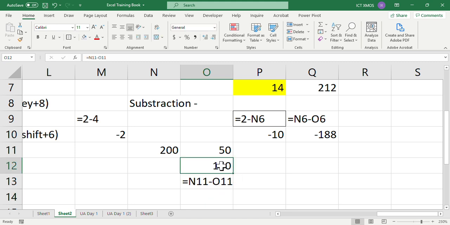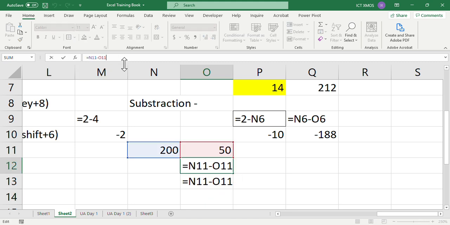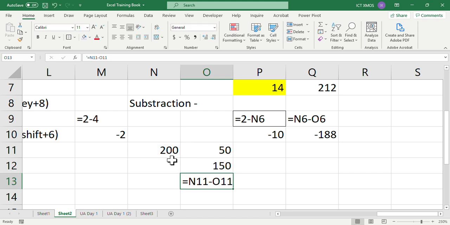So what you are seeing here, yes, sir, you can see it: N11 minus O11. Because 200 is bigger than 50, the answer will be 150. There is no minus because it's bigger. There is still change. It's when you don't have, you are owing, that you have minus. Do you understand? I want you to understand very well.